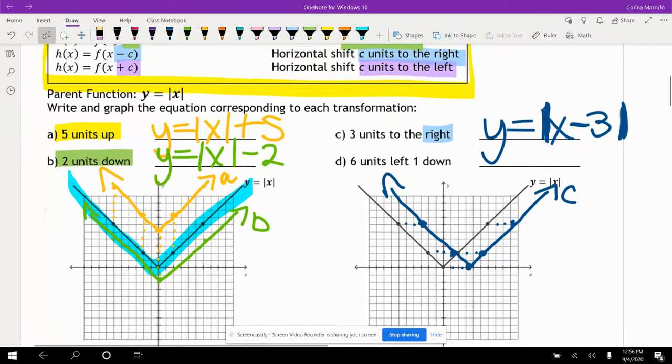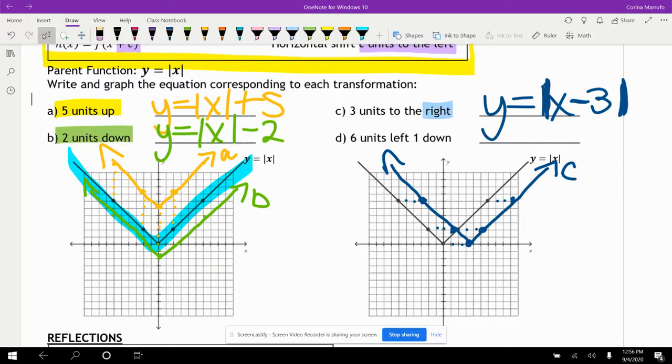All right, and then the last one, they want us to move 6 units to the left. So that is also a horizontal transformation, and then we're going to add an extra transformation. We're going to move 1 unit down.